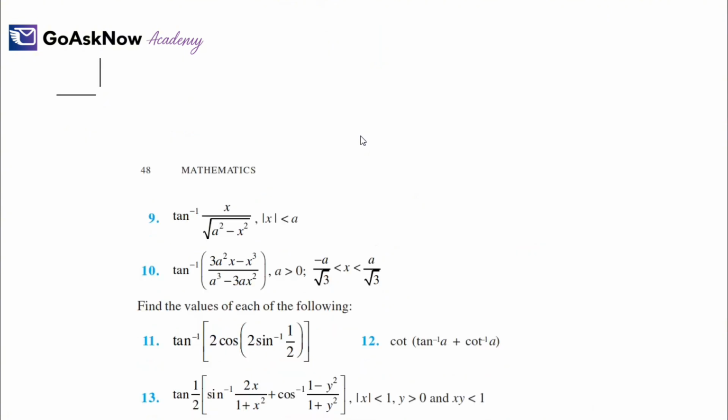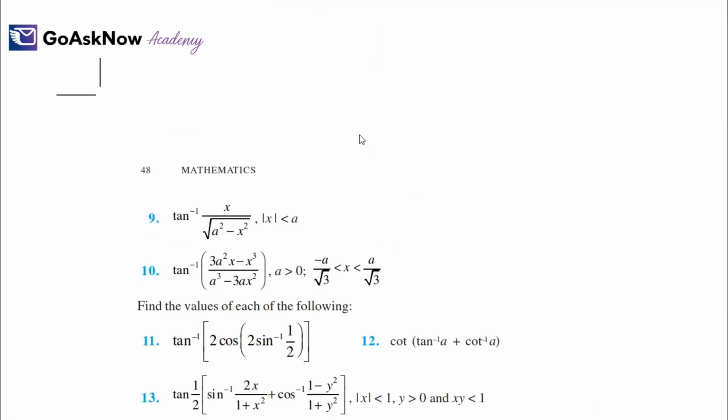The ninth question is tan inverse of x upon root of a square minus x square. This you can also do by yourself. It is very simple. Just substitute x as a cos theta, or a cos of any angle. You just substitute that and you will get the answer. I hope that you can do this by yourself. Let's move to the next question.